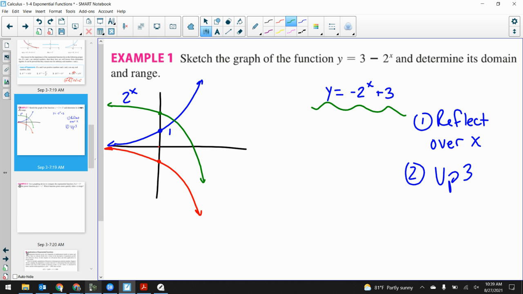That's the sketch. So if you're ever confused about what transformations happen first, think about if I plug in a number, what would happen first? Go with the order of operations. Okay.